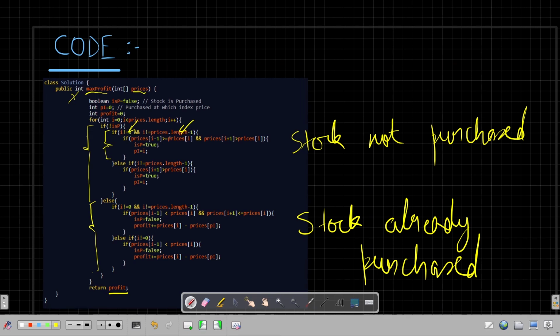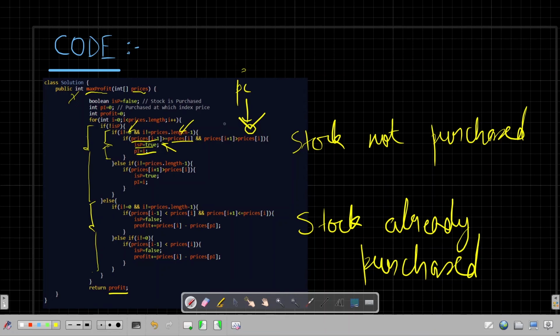Inside this if, we are checking whether it is a local minima or not. Price of i minus 1 is greater than price of i, right? And price of i plus 1 is greater than price of i. What does this graph depict? This is a V-shaped graph, right? So i is this point, something like this. What I'll say is I have purchased at this point, so I'll set the isPurchased flag to true. I'll save this index in the pi variable.